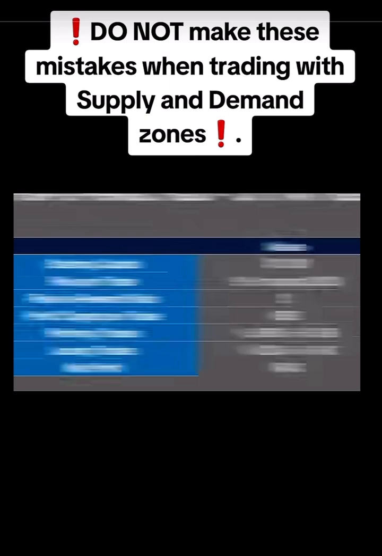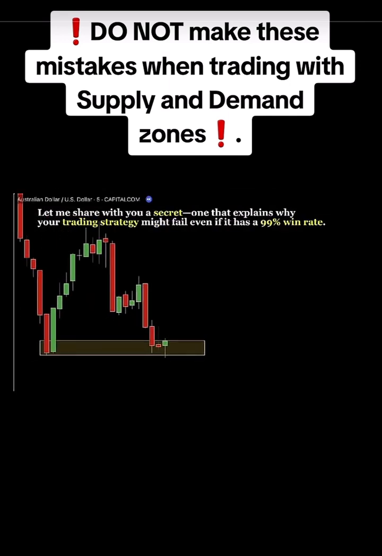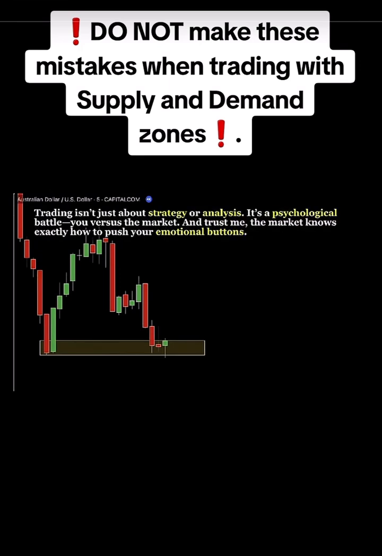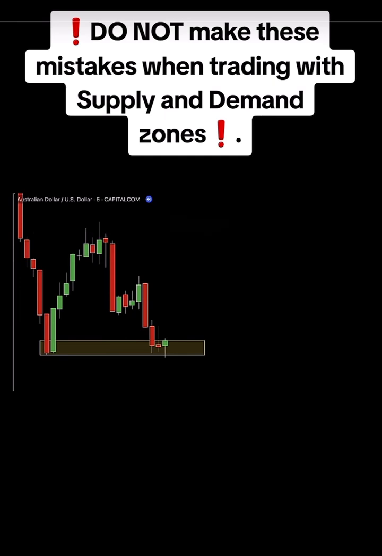Let me share with you a secret, one that explains why your trading strategy might fail even if it has a 99% win rate. Trading isn't just about strategy or analysis. It's a psychological battle, you versus the market. And trust me, the market knows exactly how to push your emotional buttons. Let's dive right into a real chart scenario to clearly illustrate this.